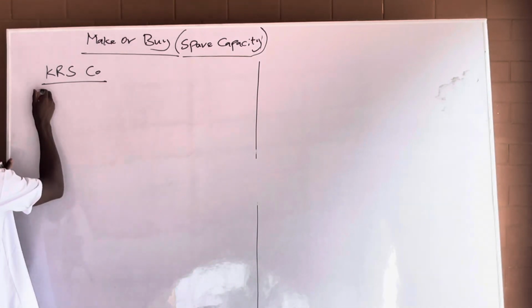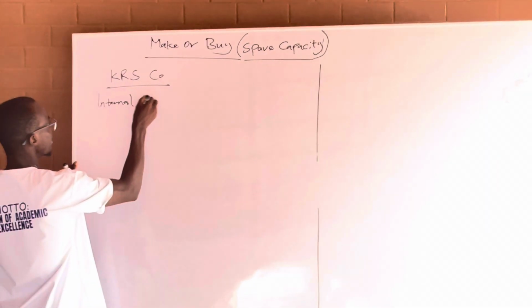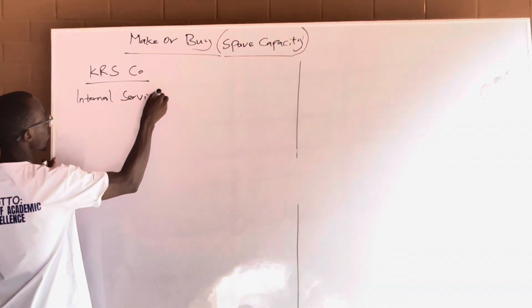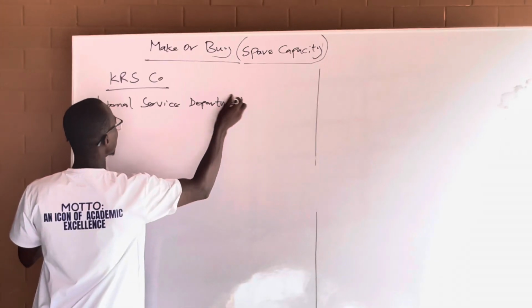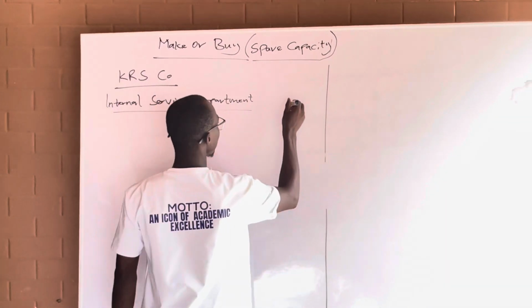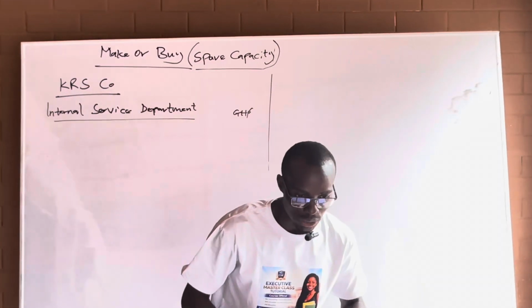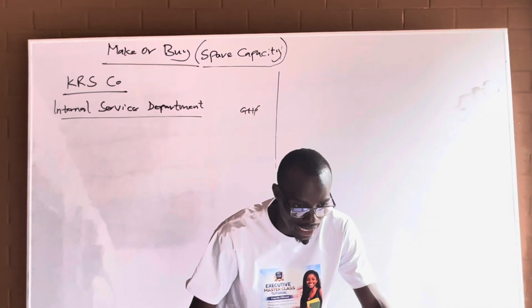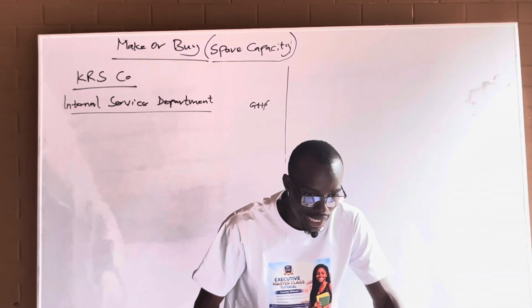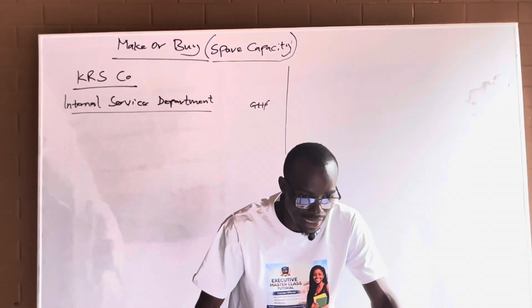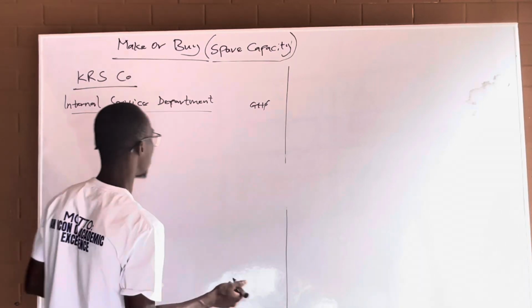So the internal service department, these are the costs that they are bringing here. If the organization makes the system by themselves, internally, these are the costs that they are incurring. The first cost is they need to purchase hardware or software, and the cost is 320 Ghana cedis per annum. So the annual cost for the purchase of hardware.